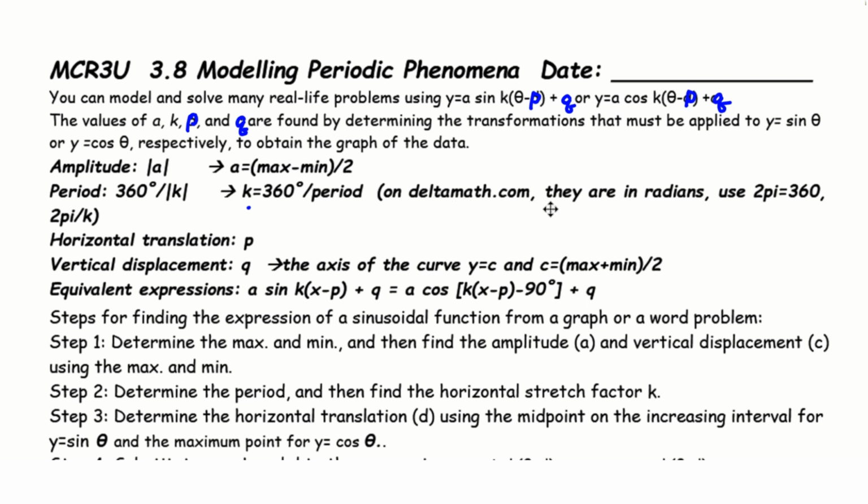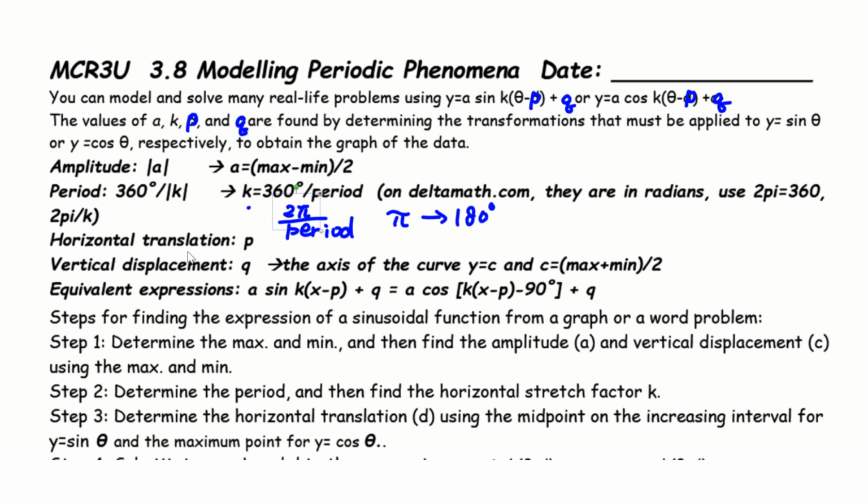In our homework on deltamath.com, they are using radians. So we are going to use 2 pi equals 360, and so the k value will be 2 pi over period. So this is different from degrees. Pi corresponds to 180 degrees.